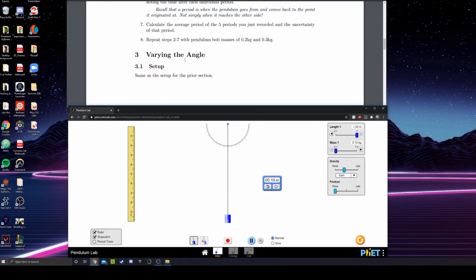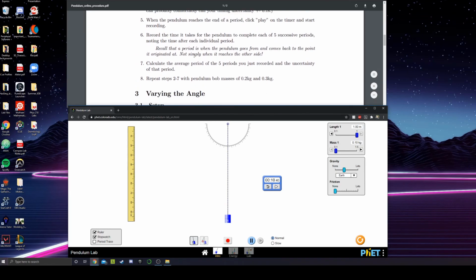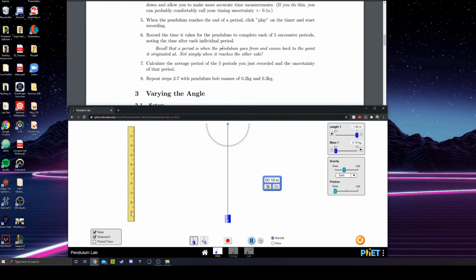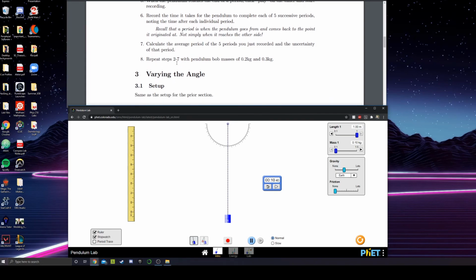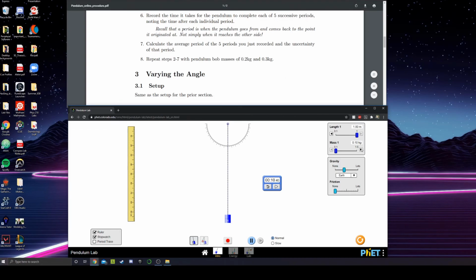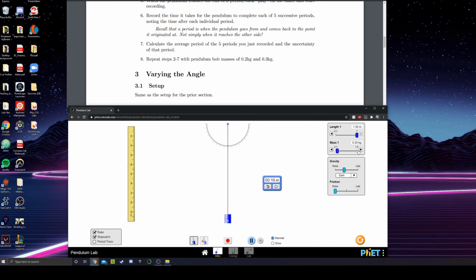So once you've done that, go ahead and calculate the average time of one period from that data set that we just took. And then we're going to repeat steps 2 to 7 with bob masses of 0.2 and 0.3 kilograms. So I'm going to go ahead and up the mass to 0.2, and then we're going to go through that again.